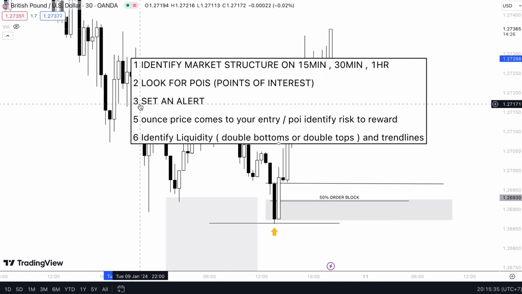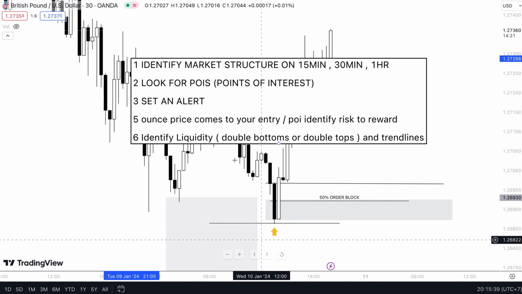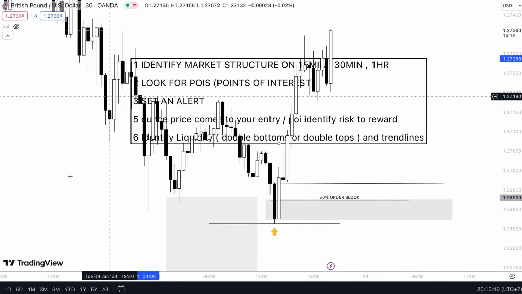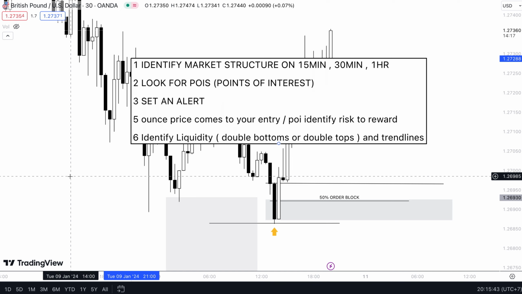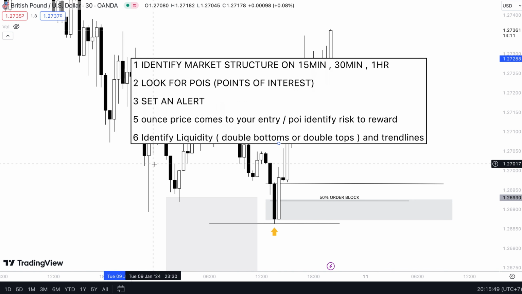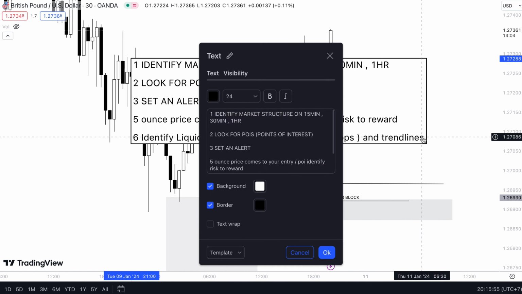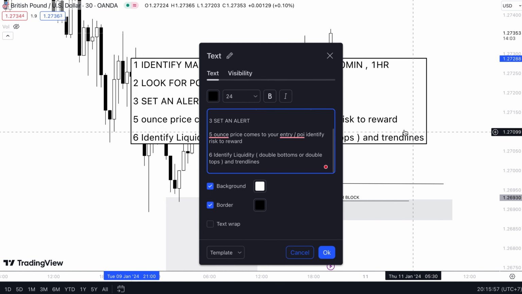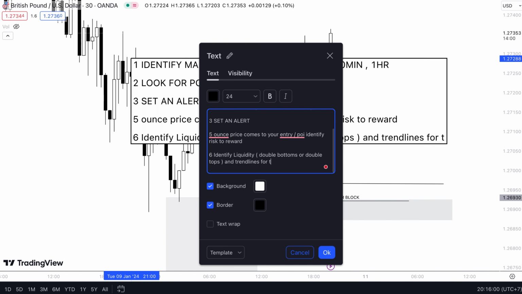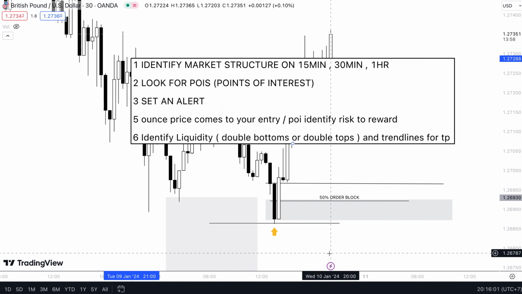Then step number 3, set an alert before price reaches your entry, so you know when price is approaching your entry. And step number 5, once price comes to your entry / POI, identify your risk to reward and make sure that's correct. Step number 6, identify liquidity, which is your double bottoms or double tops and trend lines, for take profit. And I'll write that down. So trend lines for take profit, and double bottoms and double tops for take profit.